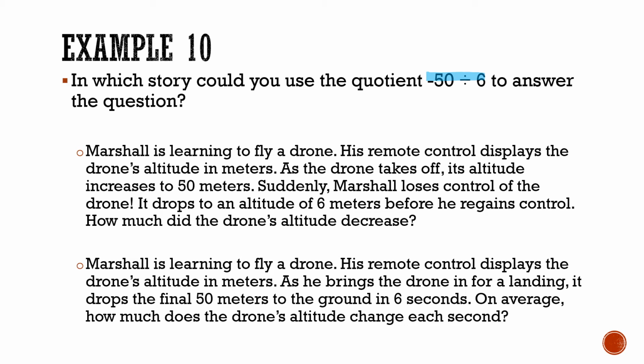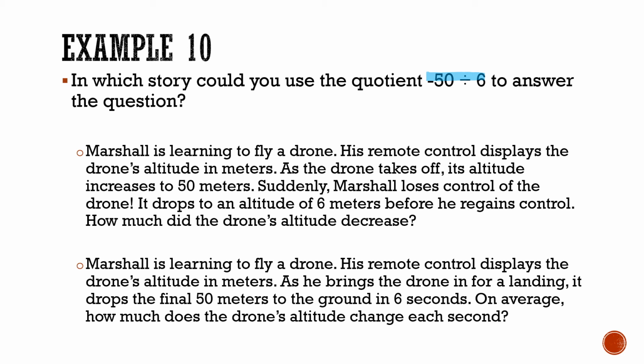It says Marshall is learning to fly a drone. His remote control displays the drone's altitude in meters. As the drone takes off, its altitude increases to 50 meters. Suddenly, Marshall loses control of the drone. It drops to an altitude of 6 meters before he regains control. How much did the drone's altitude decrease?